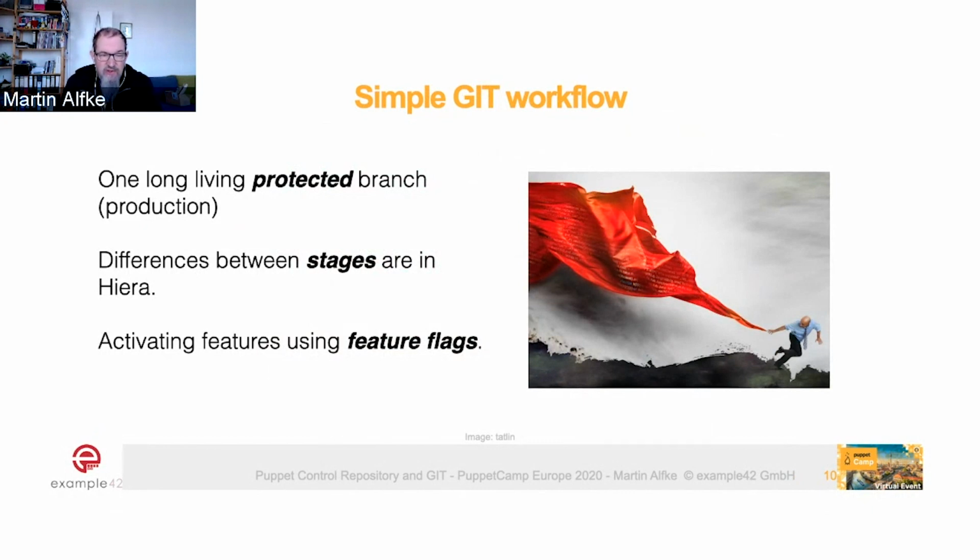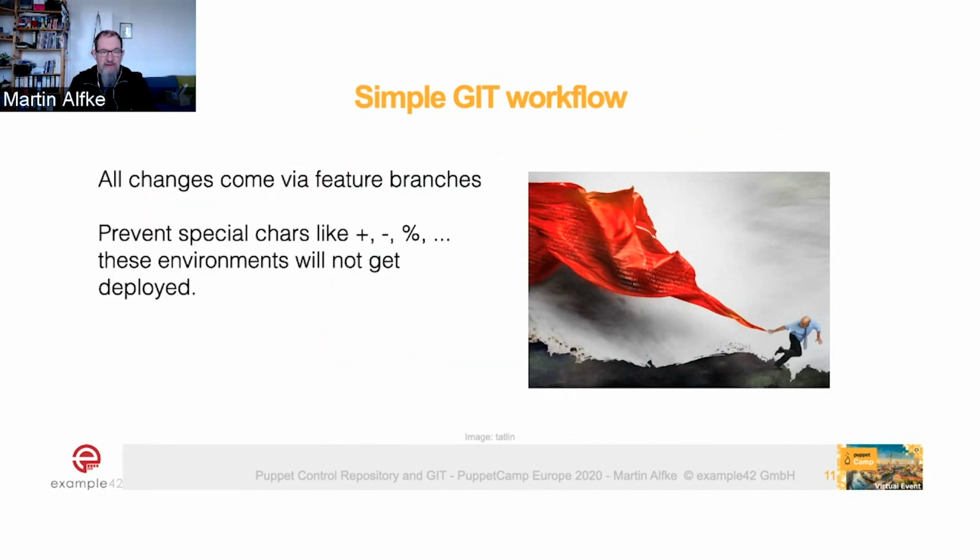As I already mentioned, the differences between your stages are in Hiera. And when you add features, you first do this via feature branches and merge requests. And maybe you even use feature flags, which you can activate first in development, then in testing, and afterwards in production. Feature branches are again now Puppet environments that will also be deployed by r10k or Code Manager to your Puppet master. Just be sure that there are some special characters that prevent this branch from being deployed to your Puppet master, like mathematical characters, the slash, the percentage sign. These are branch names that will not get deployed.